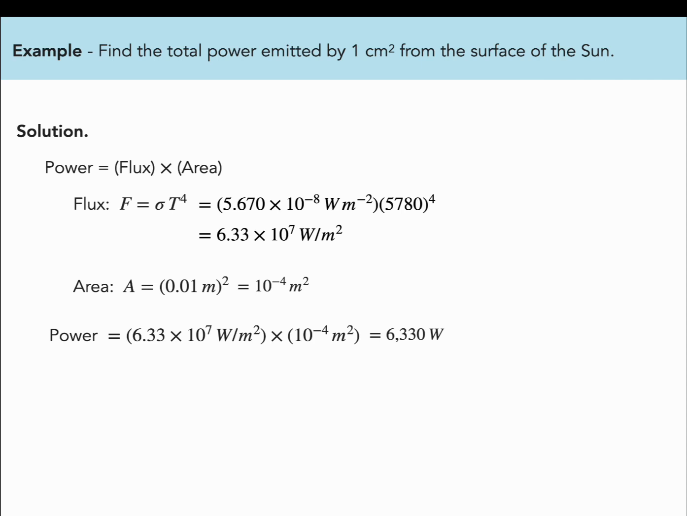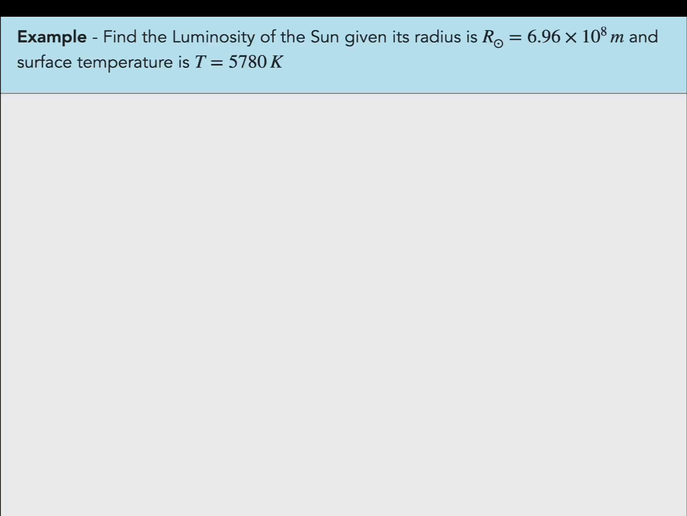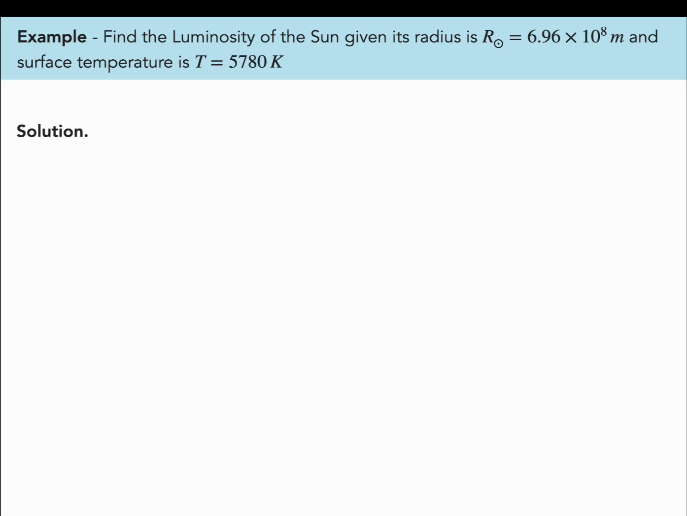The sun's pretty bright. In fact, we can figure out just how bright it is. So this example asks us to find the luminosity of the sun given its radius and its surface temperature. The luminosity of a star or any object is the total power emitted by the object.